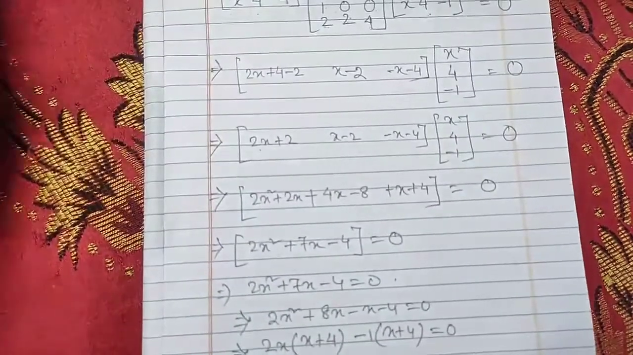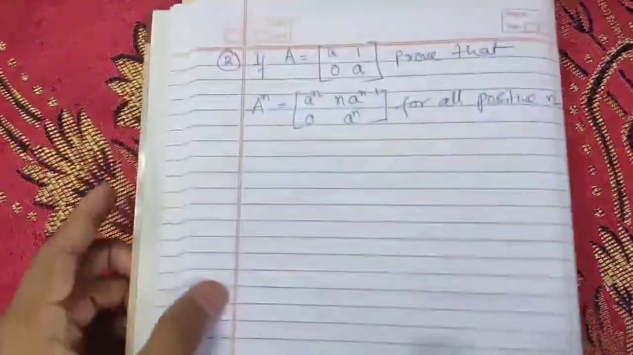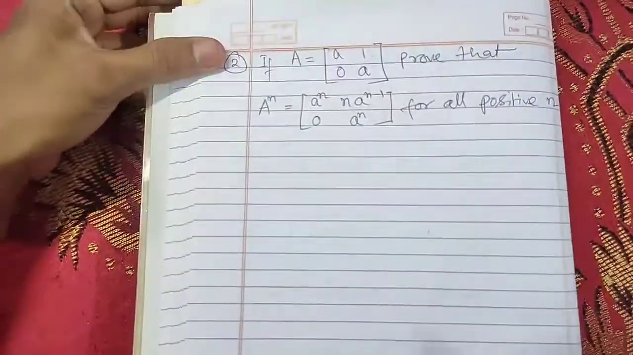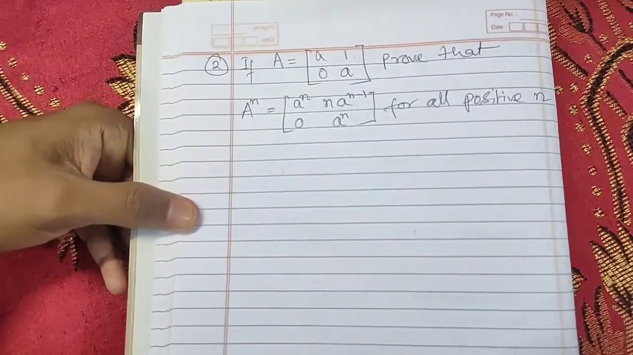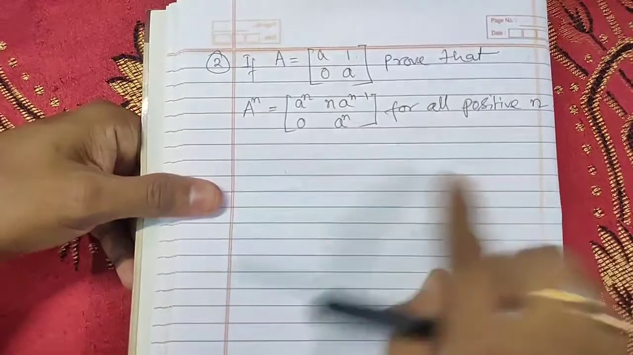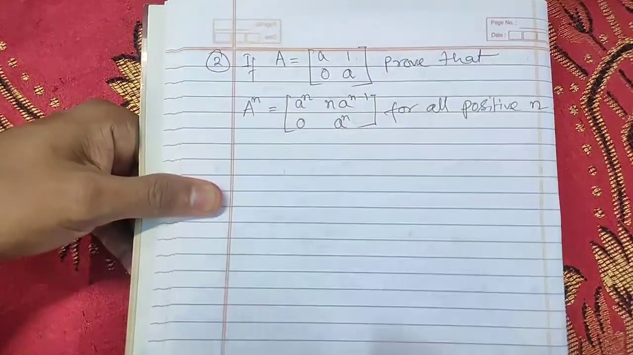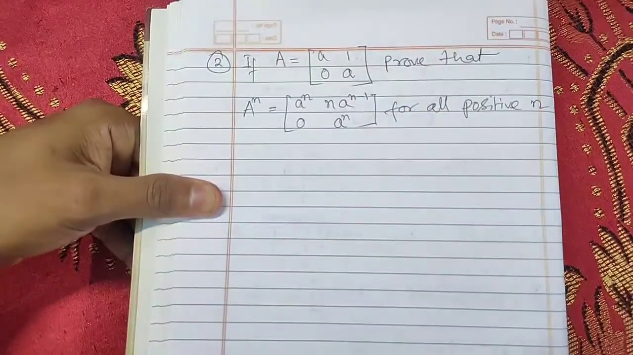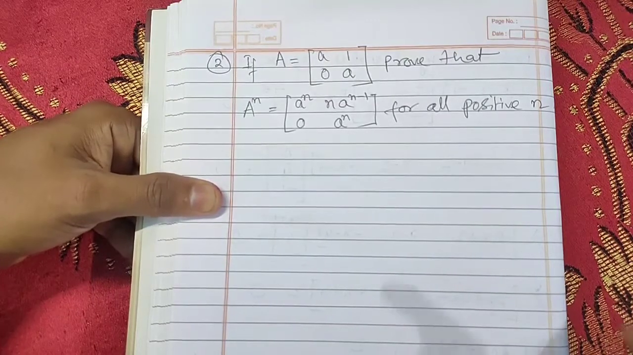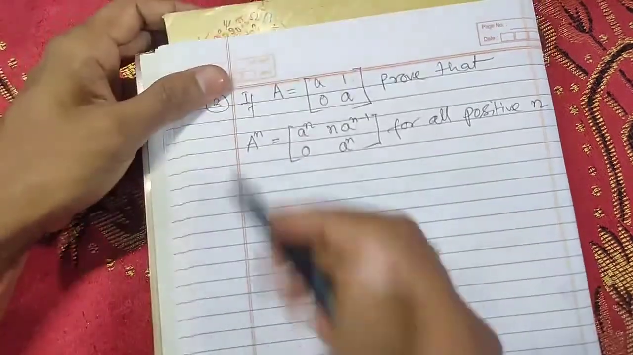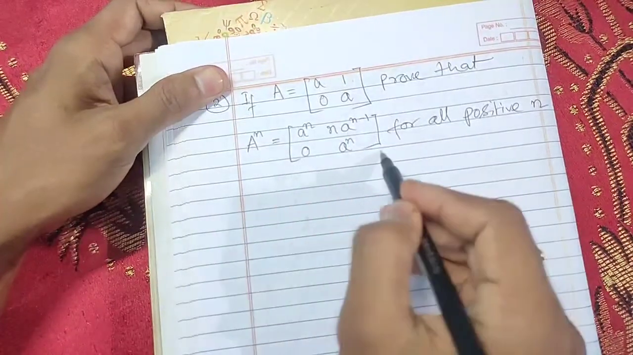Now the next problem. The next problem is given this. If A equals this, prove that A to the power n is equal to this for all positive n. Now in this problem we will apply the class 11 principle of mathematical induction. That process we have to apply here. So what is that process? This one we have to prove.